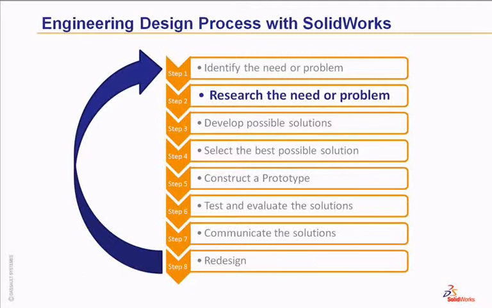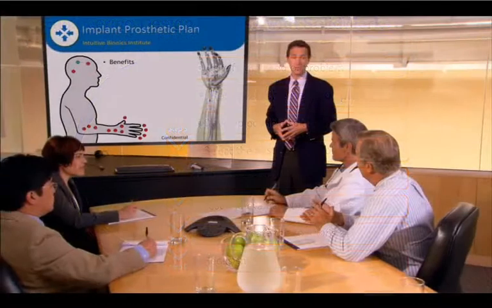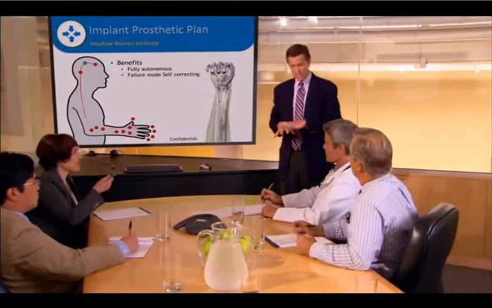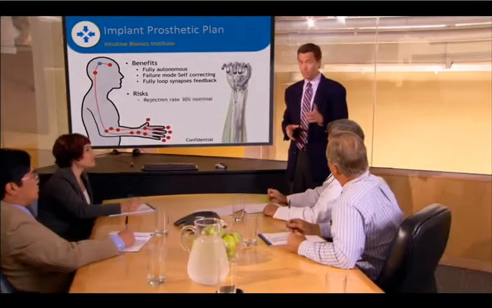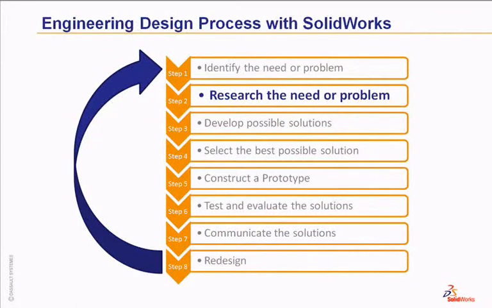Step 2 is to research the need or the problem. You'll need to look at existing solutions and analyze why they're not adequate. If you plan to create a completely innovative design, analyze if it will be viable. You need to talk to the client as well as the potential users of the product to determine the design requirements. At this stage, you should also establish the constraints and limitations of your design.